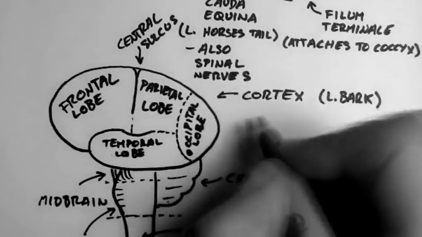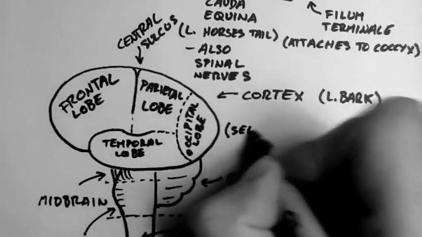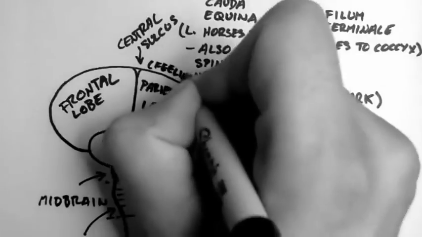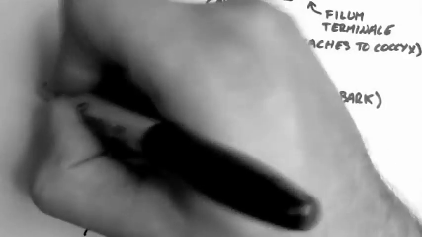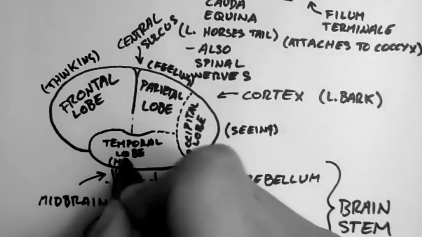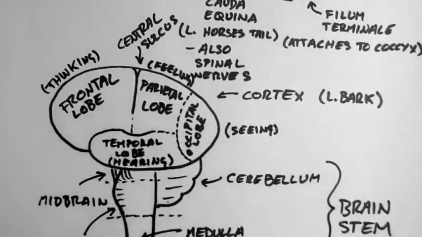Now very roughly, the occipital lobe is for seeing, the parietal lobe is for feeling, the frontal lobe is for thinking, and the temporal lobe is for hearing. And that completes this introduction of the central nervous system.